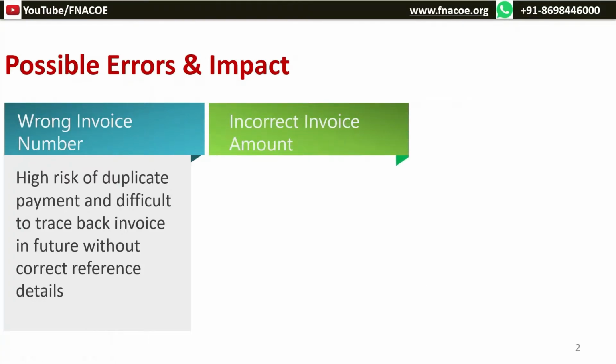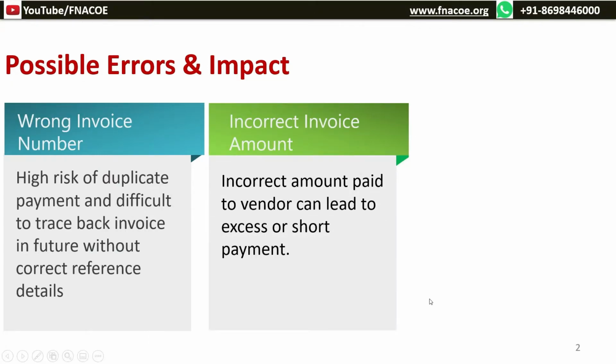Incorrect invoice amount. An incorrect invoice amount may lead to excess or short payment to the vendor and cannot be traced until a maker and checker process is established. So what's important is that for non-PO invoices, the maker-checker process is very critical. There has to be a 100% maker-checker process established for all the non-PO invoices.